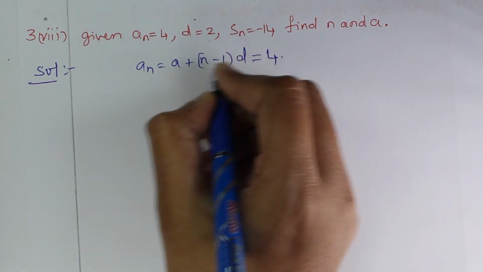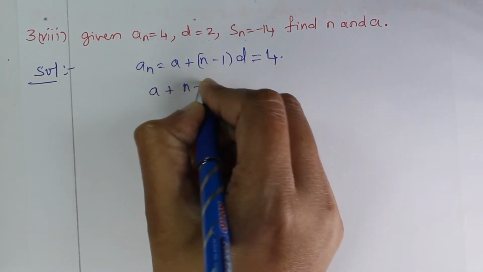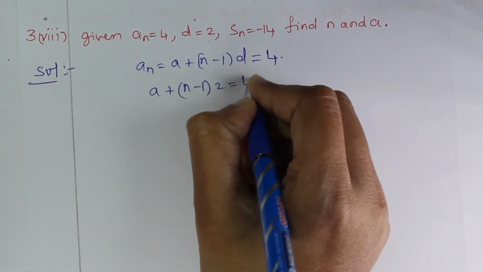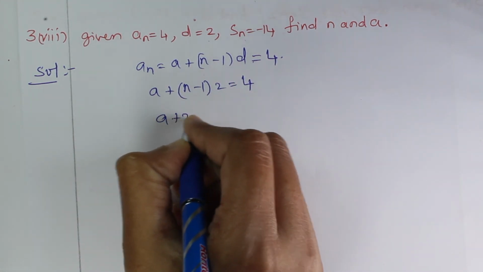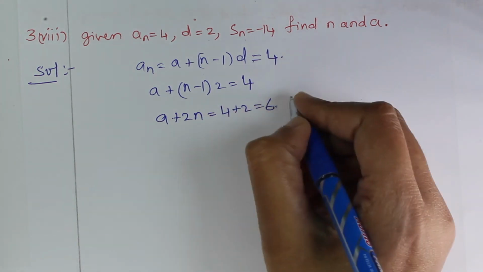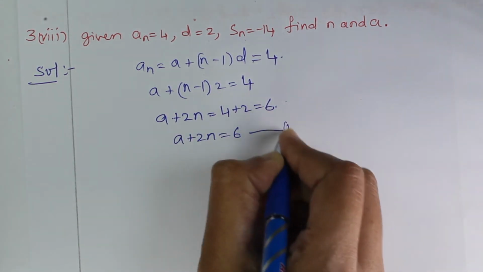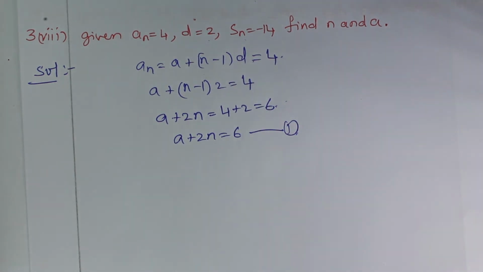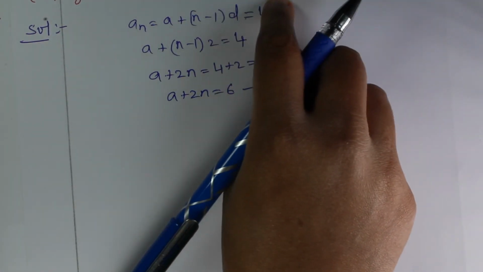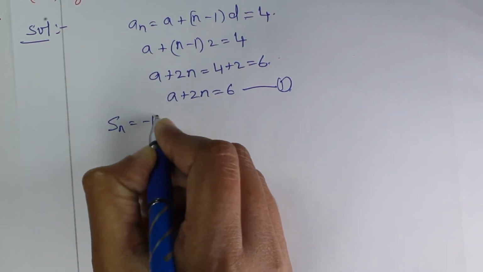We'll substitute d here. a plus (n minus 1) into 2 is equal to 4. a plus 2n is equal to 4 plus 2, that is equal to 6. So this is one equation: a plus 2n is equal to 6. This is the first equation we got. And the second thing he has given is Sn is equal to minus 14.